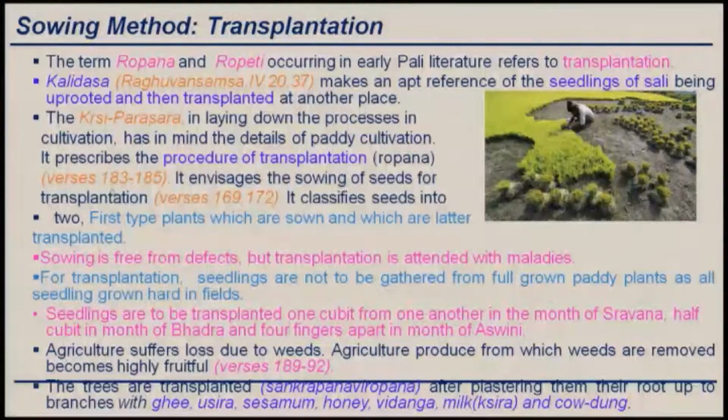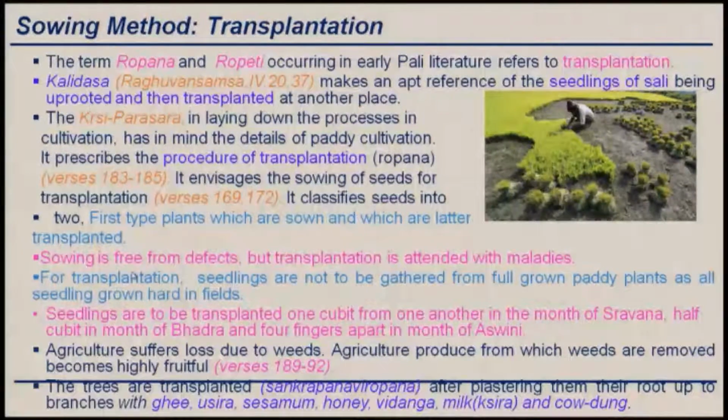It represents a procedure of transplantation, ropana, right. Of course, there are various verses, one has to look at them. It envisages sowing of seeds for transplantation. It classified seed into 2 types: first, plants which are sown and later transplanted. For example, here this person is planting, and he is making this kind of a bundle to be transplanted. I will show you in the next slide the process of transplantation.